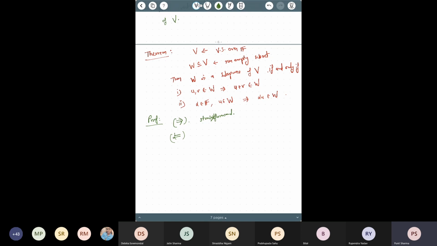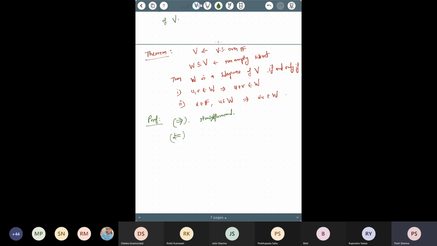Now some of these conditions are very straightforward, you don't have to check them. For example, whether addition is commutative or not, you don't have to check. Why? Because W is a subset of a vector space V. Also associativity: elements of W belong to V, so elements of W follow the rules of the vector space. Since addition is commutative in V, it would also be commutative in W. Similarly, associativity and many other properties of scalar multiplication follow immediately.